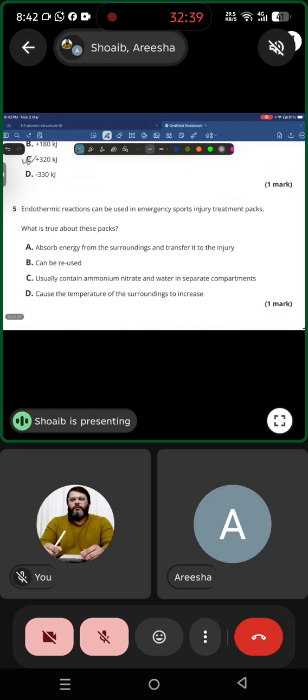Now the next question. Endothermic reactions can be used in emergency sports injury treatment packs. Endothermic reaction means what? Heat energy is absorbed or released. It's providing the heat energy. Endothermic reactions can be used in emergency sports injury treatment packs. So an endothermic reaction is done there, right? So it provides the heat energy or it releases the heat energy.